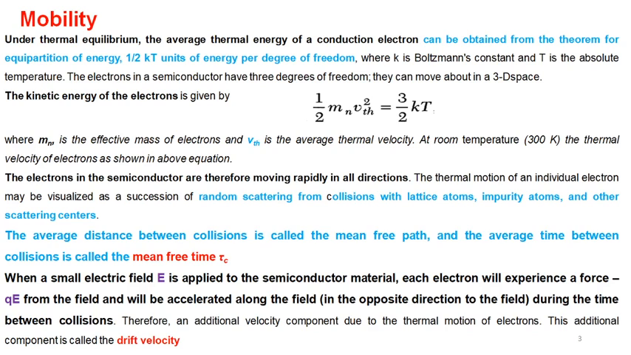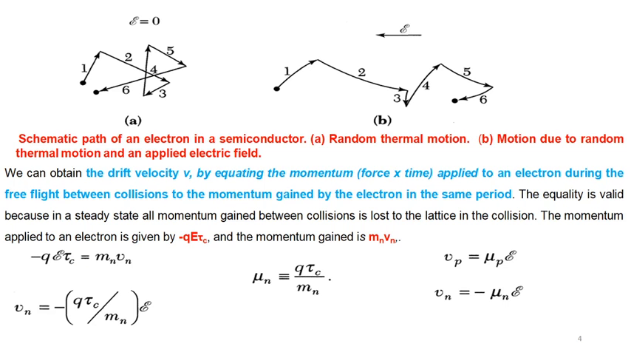During the collisions between electrons and the lattice atoms, impurity atoms or any other scattering center, the average distance between collisions is called the mean free path, a phenomenon you studied in thermodynamics. The average time between collisions of these electrons with lattice atoms or impurity atoms is called the mean free time. Now if we apply an external electric field to the semiconductor material, the electron experiences a force F equal to qE and moves with a velocity that we call the drift velocity.